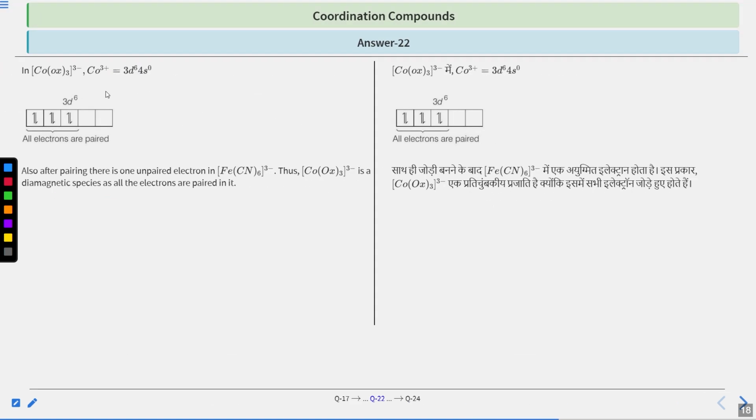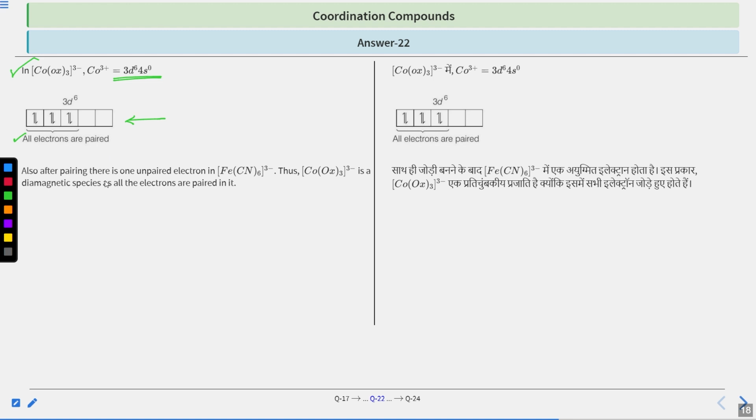And in cobalt oxalate whole thrice 3 negative, Co3 positive will be having this electronic configuration. So this is the orbital configuration. You can see that 6 are the number of electrons which can be filled here, and because oxalate is a strong field ligand, they will get paired up.